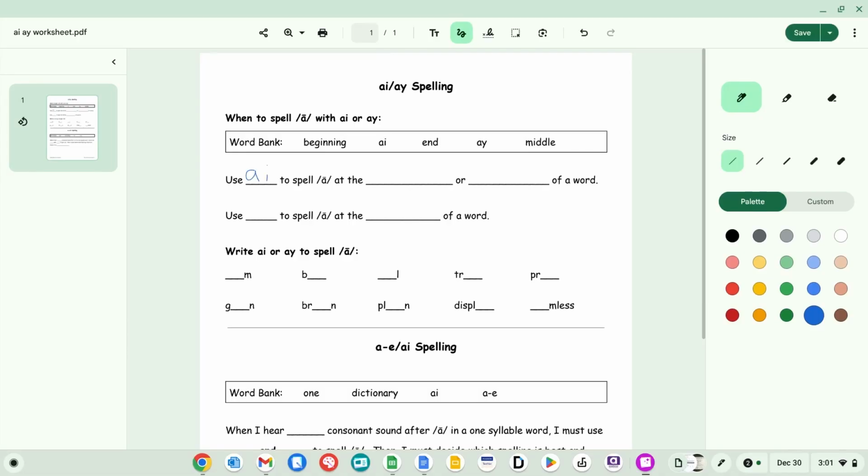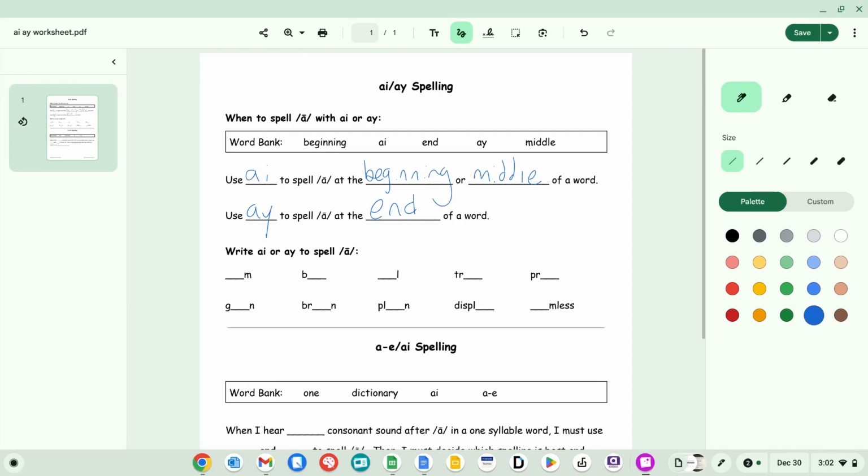And we use AI to spell A at the beginning or middle of the word. And we use AY to spell A at the end of the word. And again, when I teach this, you are the expert. You're going to have to determine if your class needs a whole lesson on AI, and just that day, all the words that you give them are going to be words that have the AI spelling. And then a different day to spell only words with AY.